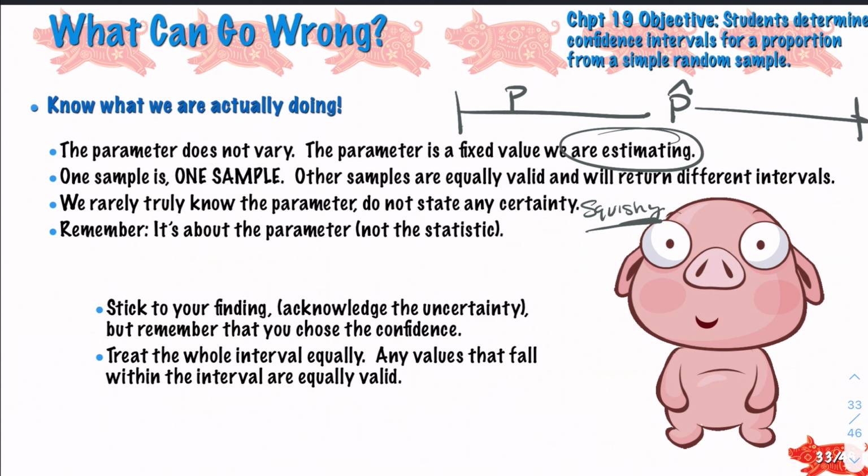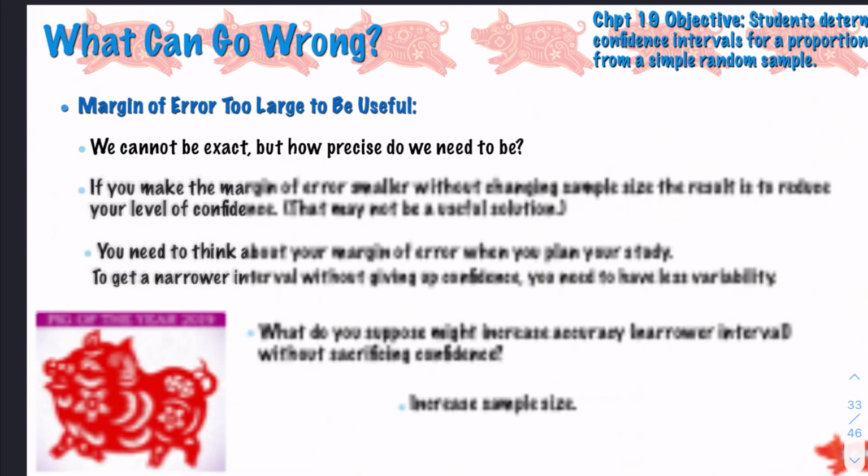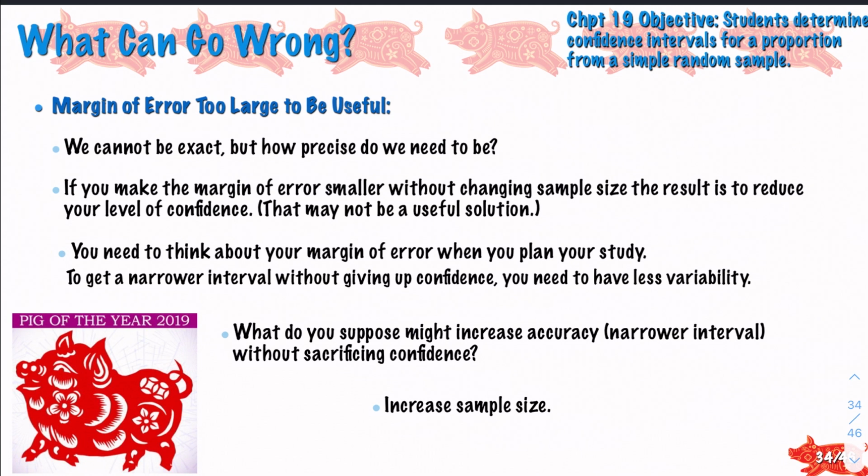So that first example, if we have an interval of 33% to 51% of people washing their hair, well, it could be 34% wash their hair daily. It could be 50.5% of the people that wash their hair daily. Both of those numbers are within our interval and are equally valid because we're talking about p, not p hat.